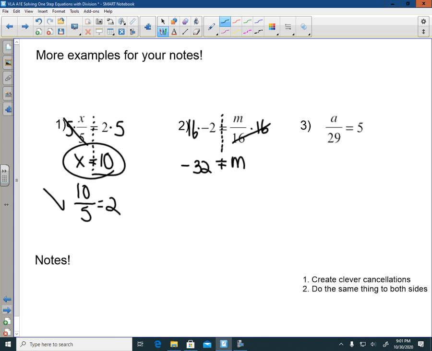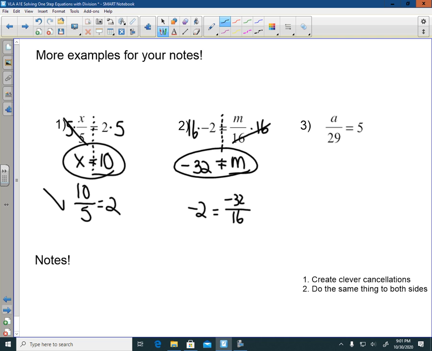-32 is our answer, and we can check it. Is -2 equal to -32 divided by 16? Well, if we don't know, we can pick up a calculator and plug it in. -32 divided by 16, what do we get? Ah, -2, which is what we thought. And so this is our correct answer.